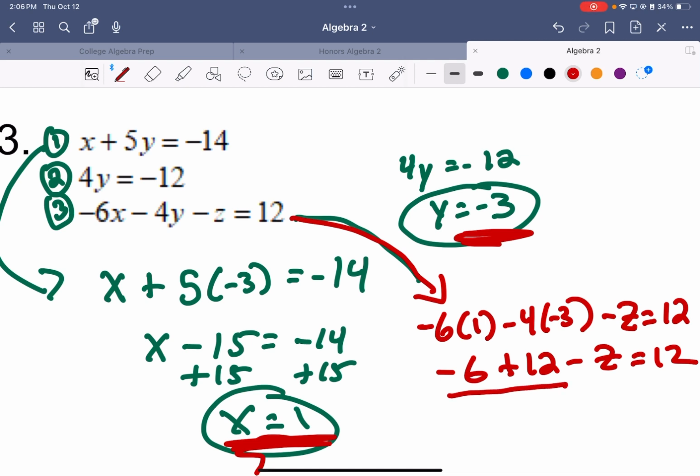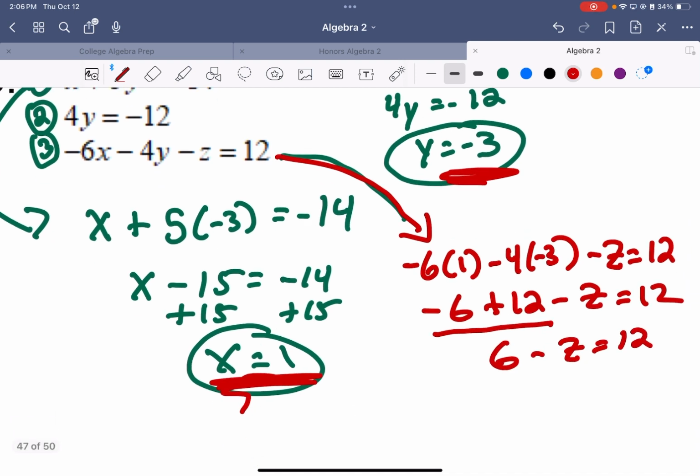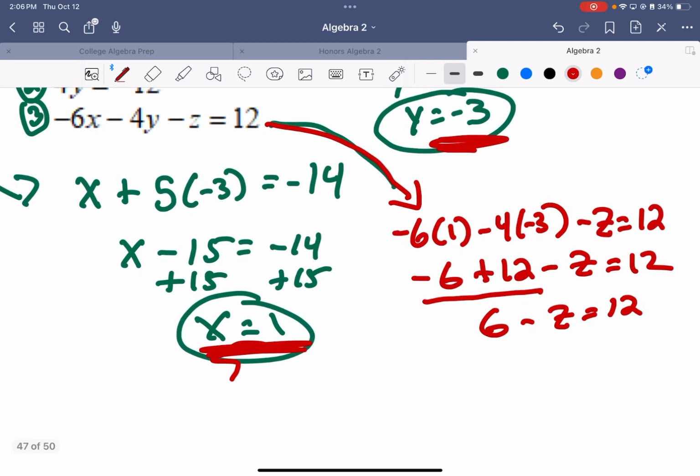Combine my numbers. That's 6 minus z equals 12. Add or subtract 6? Subtract 6. So negative z equals 6. What does z equal? If negative z is 6, what's z?